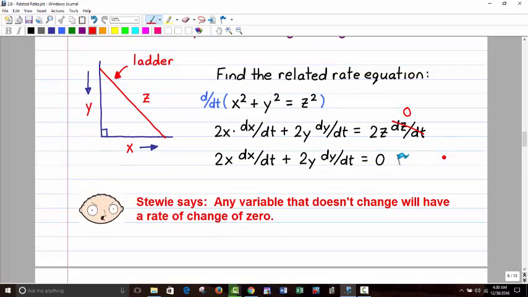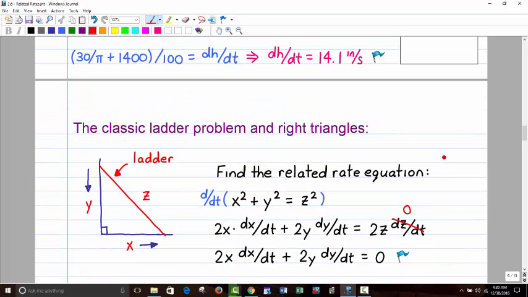Okay, so that's the $1,000,000 question. Stewie's addressing it right here. Maybe I should have stopped there so you couldn't see that. That's okay.